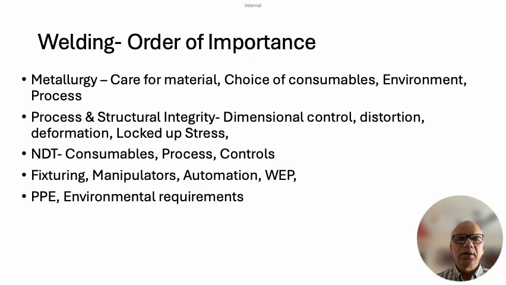So then comes the NDT, and then comes the fixturing, manipulators, positioners, rotators, the column and boom, or any other automation like cobot, robot, and then what kind of weld edge preparation. This is all going to be discussed in this sequence. First understand the metallurgy, then understand the process and the structural requirements, then go to NDT and understand what kind of defects are acceptable or not acceptable, which are the methods which we are going to follow, and then work on fixturing, and then work on PP.